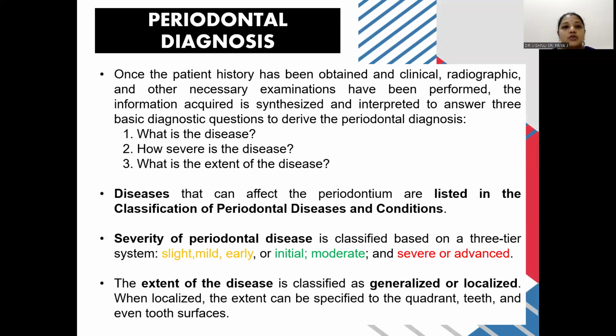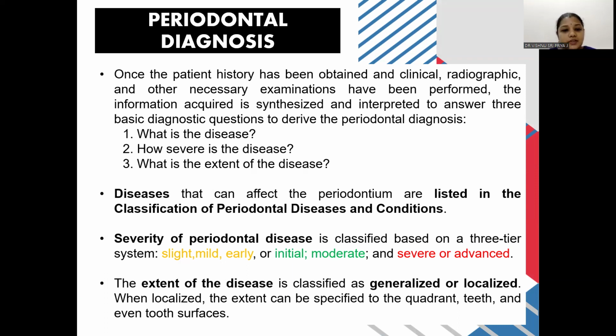After that, coming on to periodontal diagnosis proper. Once the patient history has been obtained and clinical, radiographic, and other necessary examinations have been performed, the information required is synthesized and interpreted to answer 3 basic diagnostic questions to derive the periodontal diagnosis. What are they? What is the disease? How severe is the disease? What is the extent of the disease? Diseases that can affect the periodontium are listed in the classification of periodontal diseases and conditions. That will be dealt with later in some other presentation.